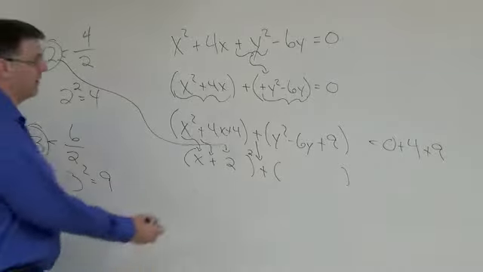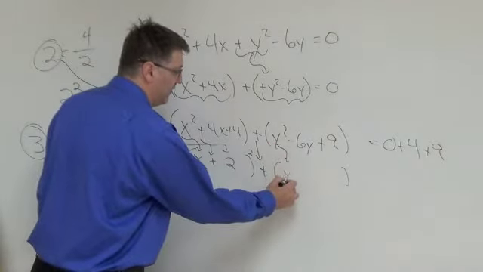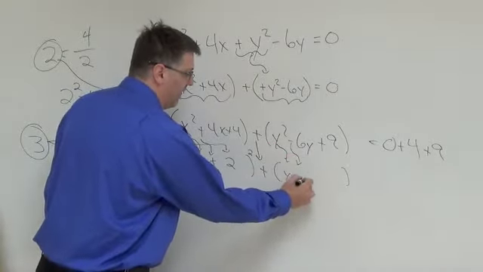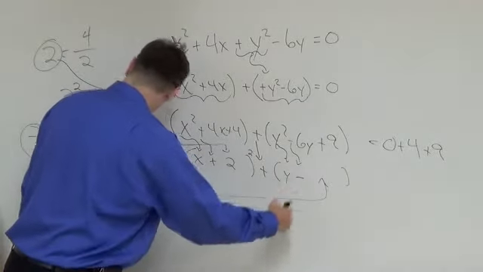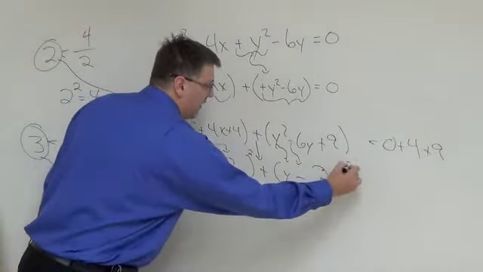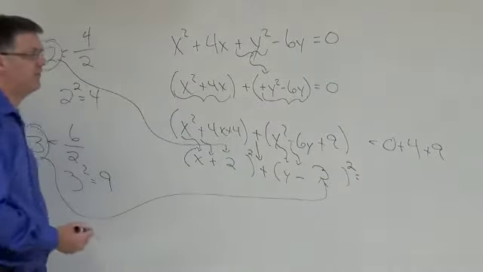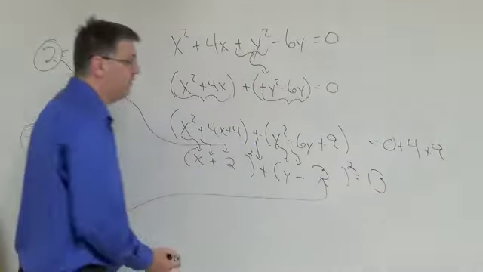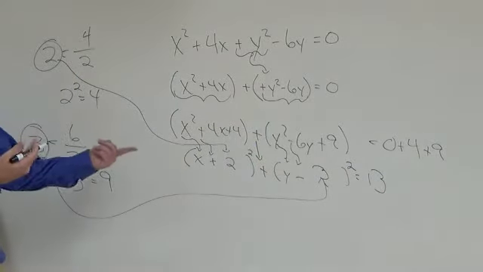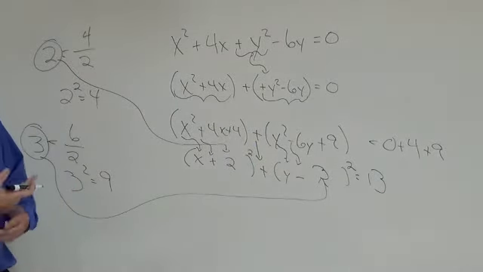Same thing for the next one. Bring our y's down. Bring our sign down. Bring this number over here. 3, square it, and then clean up the other side. 0 plus 4 plus 9, which is just 13. At that point, you're finished. Even though it's two variables, it's the exact same procedure. It's all good.